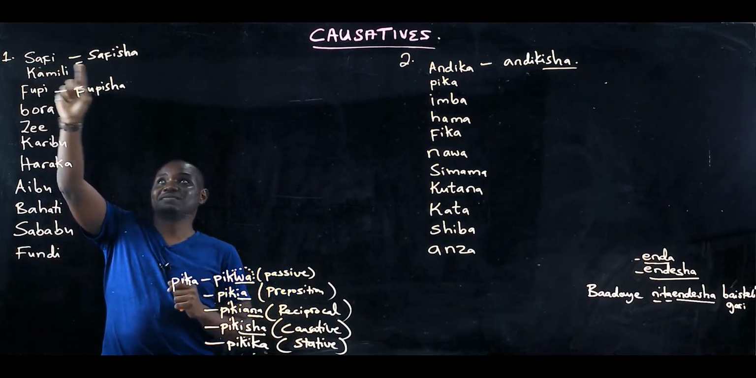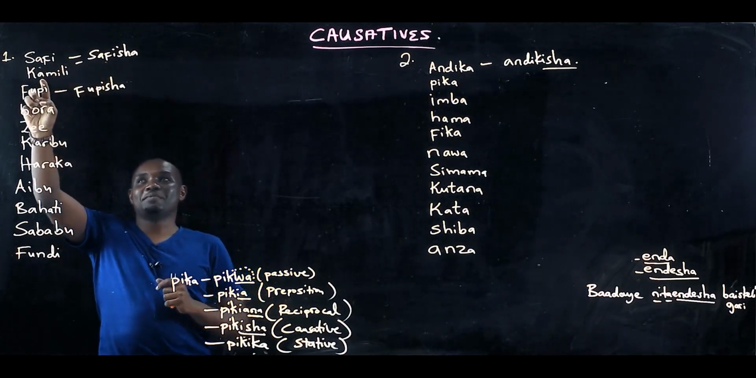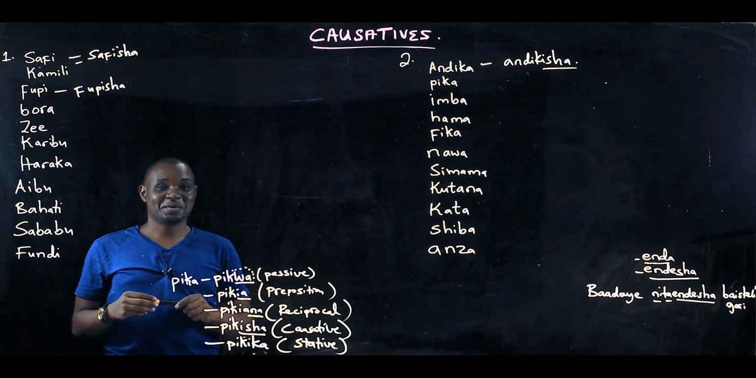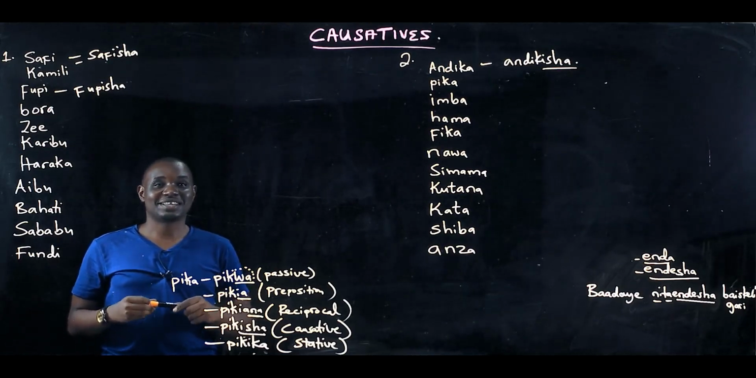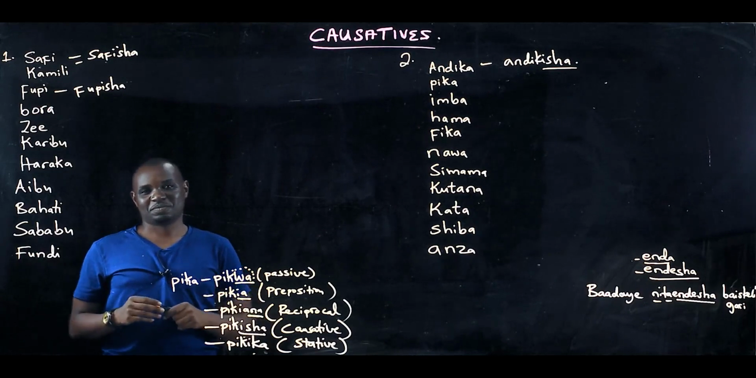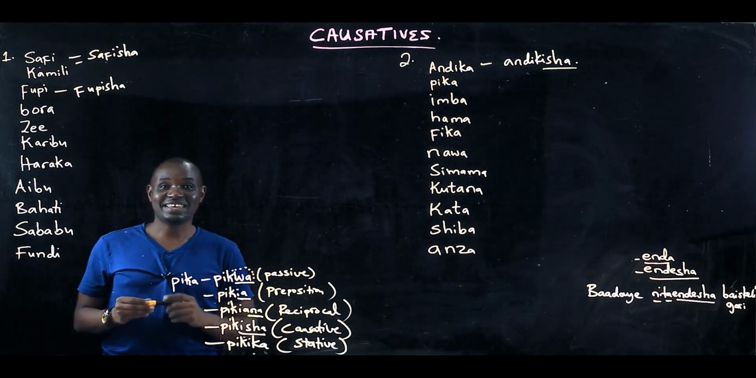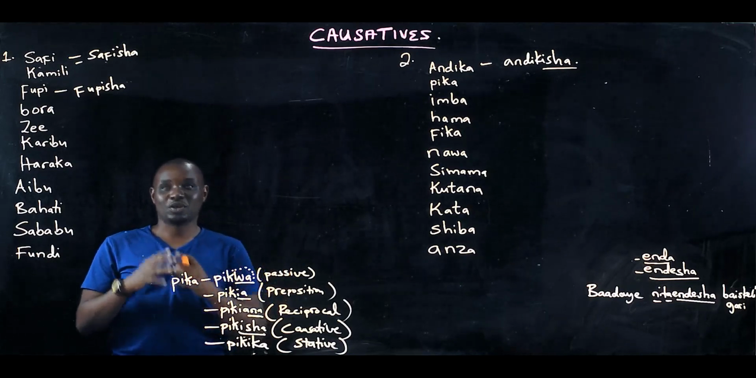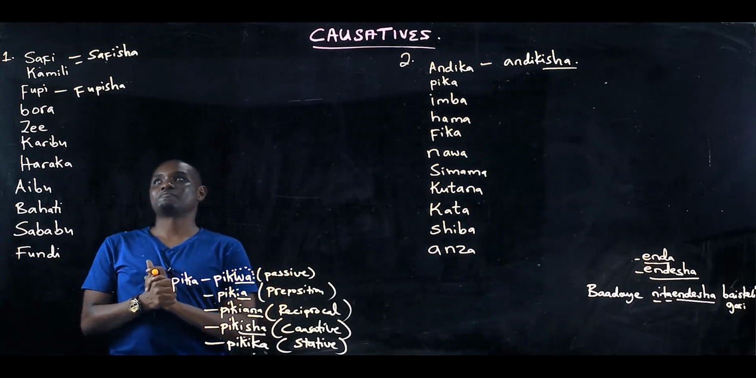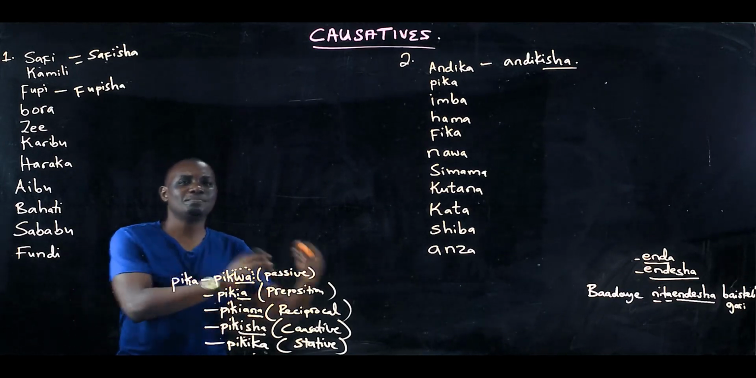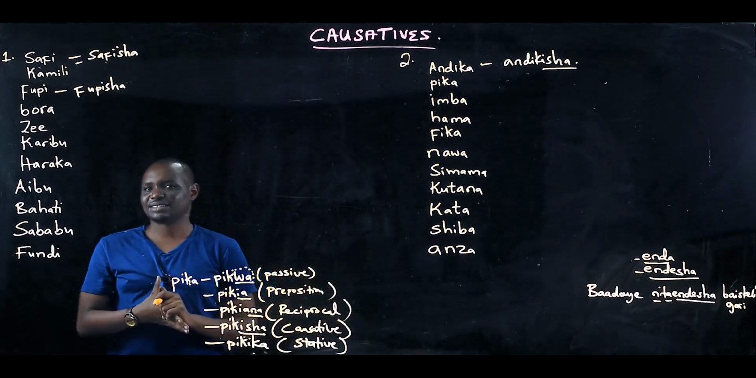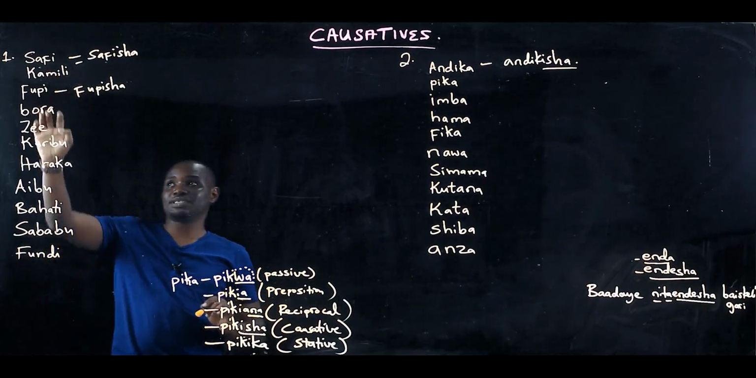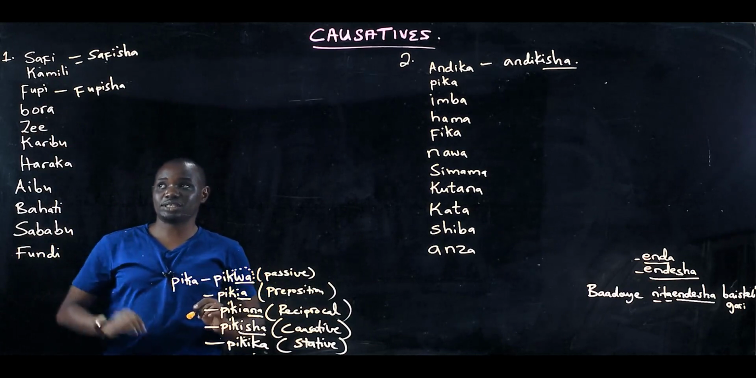Unajua safi? Safisha. Kamili. Unajua kamili? Kamili ni nini? Unasema saa moja kamili. Kamili is complete or sharp. But the verb to complete something, what is it? So kamili is an adjective. Safi is also an adjective. Fupi is an adjective. Bora is an adjective.